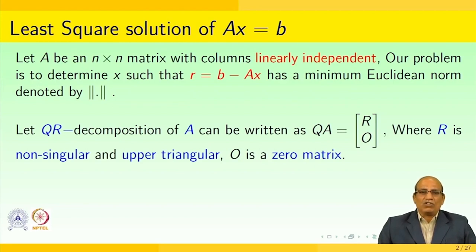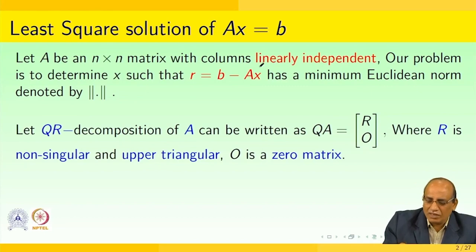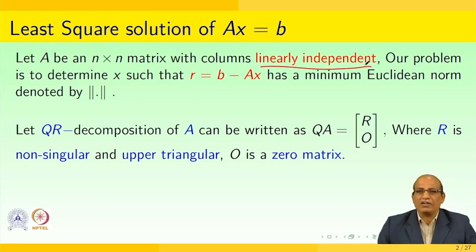Least square solution of Ax = b. Let us see, the third idea is the least square solution of Ax = b. How the solution is reflected when you have a coefficient matrix A, unknown vector x, and right side vector b. Let A be an m by n matrix with columns linearly independent. Look here, the columns are linearly independent.